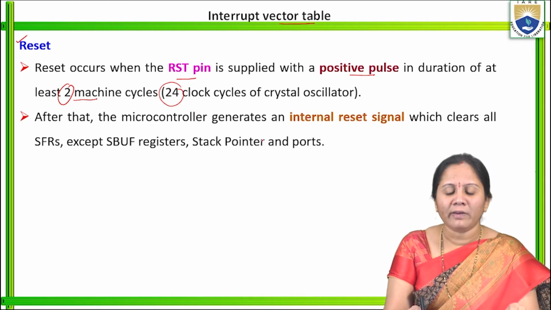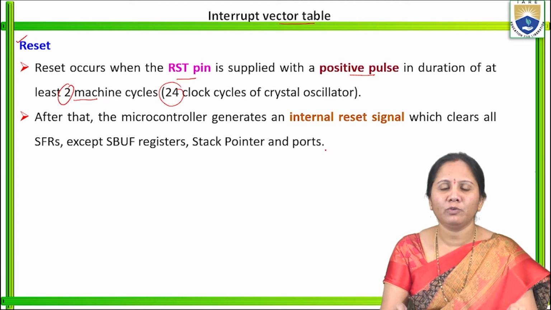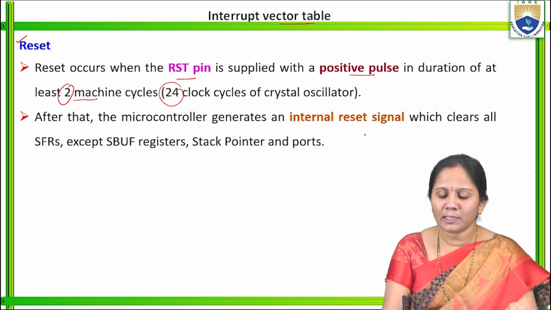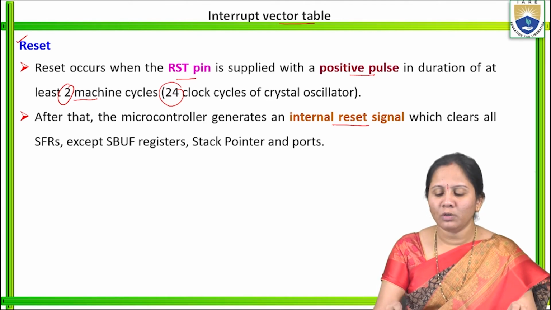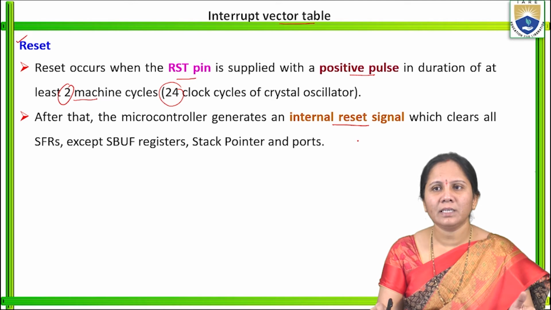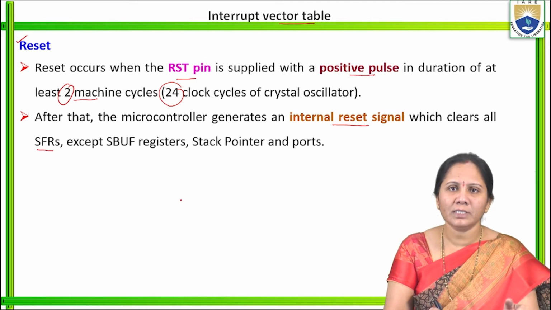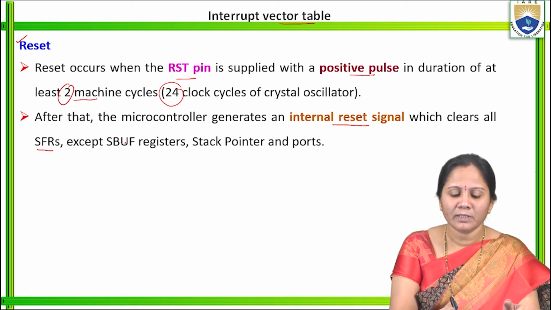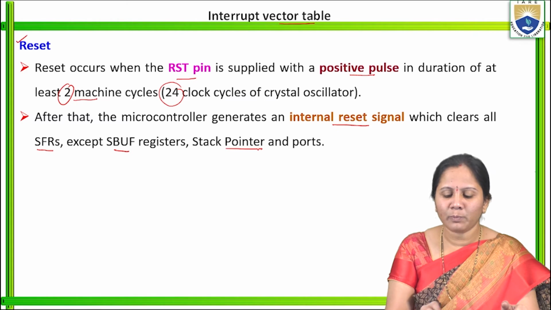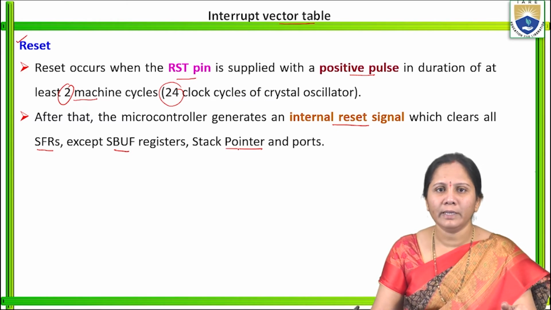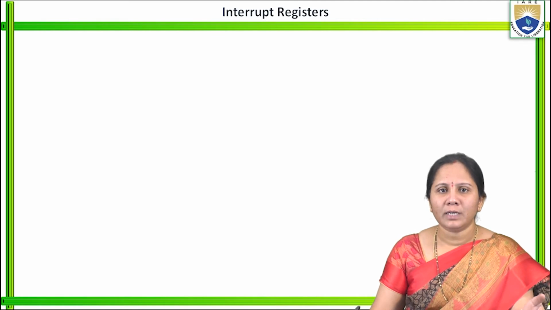And so after providing this positive pulse for 2 machine cycles, it has to generate an internal reset signal. If this internal reset signal is generated, it clears all the special function registers, except that the SBUF register will not be cleared, and also the stack pointer and ports will not be cleared. So that is what it is about the reset.